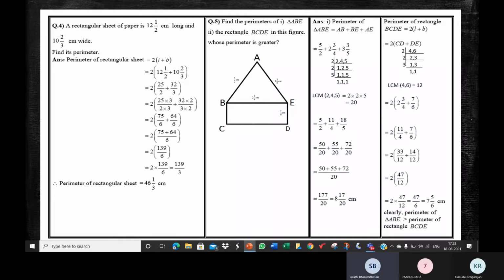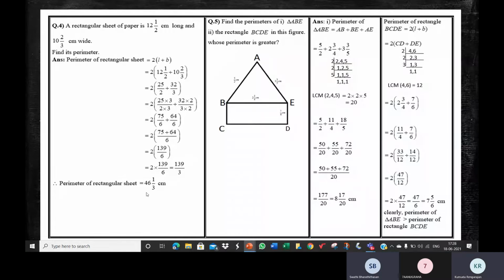As it is a like fraction, we can only add the numerators, not the denominators. When we add 75 plus 64, we get 139 by 6. Then when we simplify the 2 and 6, we get 3 as the denominator. So 139 by 3. When we divide 139 by 3, the mixed fraction will be 46 1 by 3. When we multiply 46 into 3 plus 1, it gives us 139 by 3. So the perimeter is 46 1 by 3, ma'am.